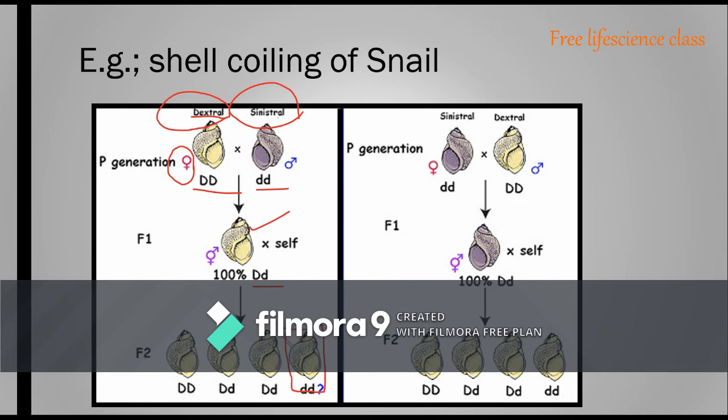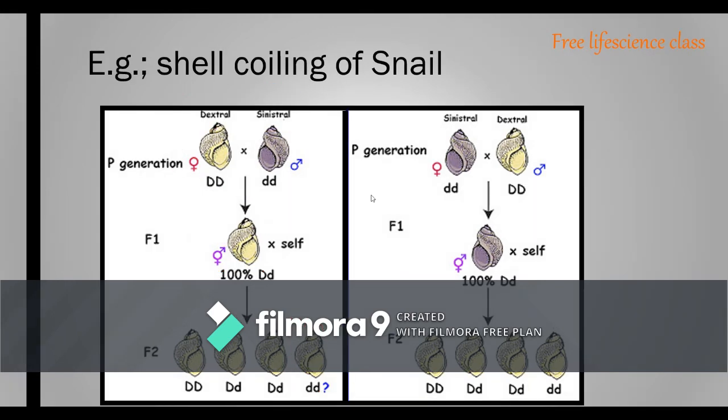How is this possible? This is because the mother's genotype controls the phenotypical expression of the offspring. That is, the mother's cytoplasm has the factors for the expression of the dextral type. Hence, it is dextral. So, let's look into the second type of example.